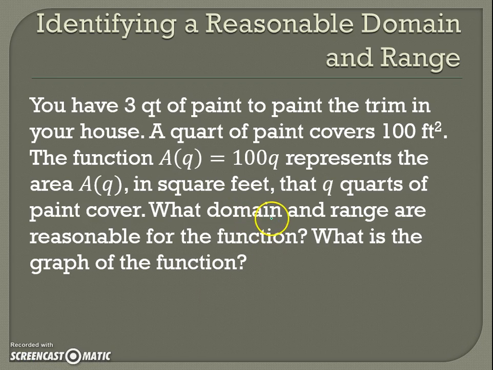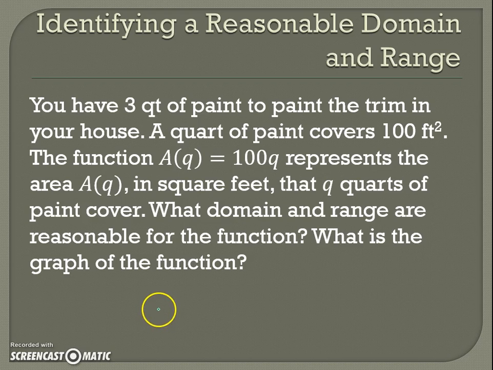All right, identifying a reasonable domain and range. You have 3 quarts of paint to paint the trim in your house. A quart of paint covers 100 feet square. The function a of q equals 100q represents the area a of q in square feet that q quarts of paint covers. What domain and range are reasonable for the function? What is the graph of the function?